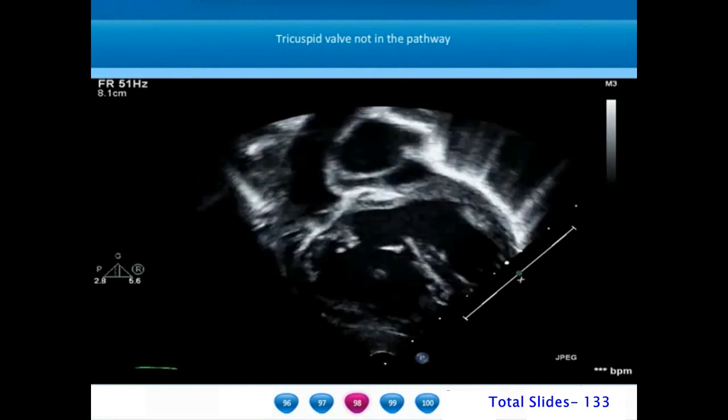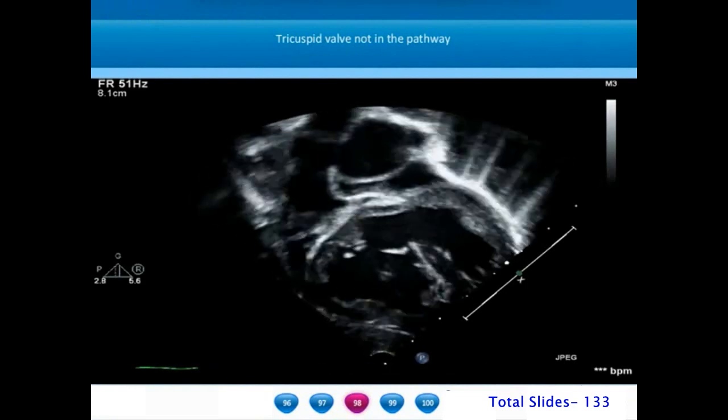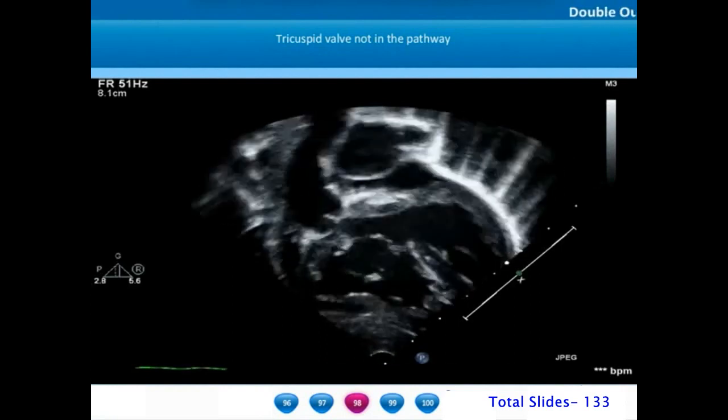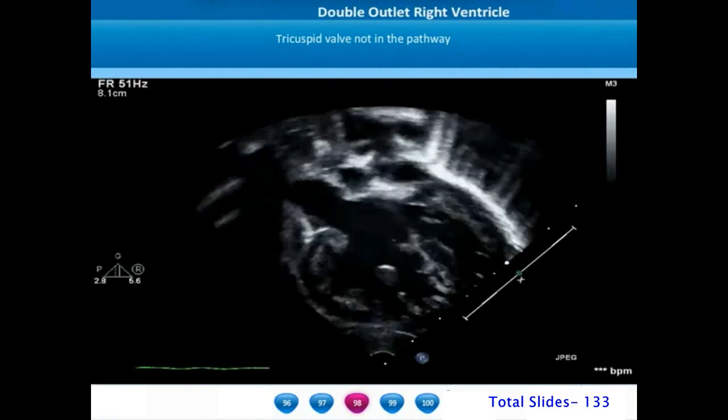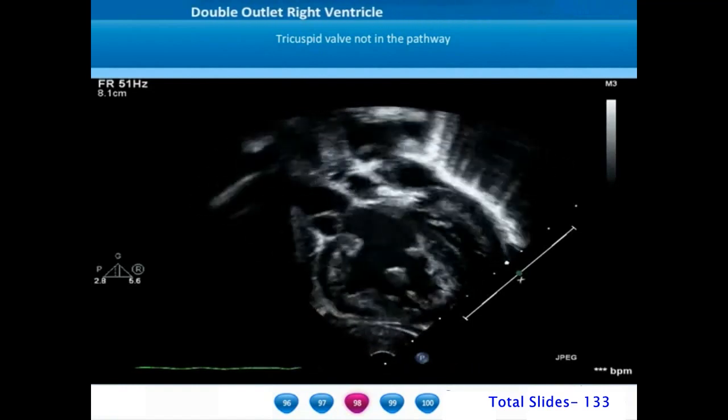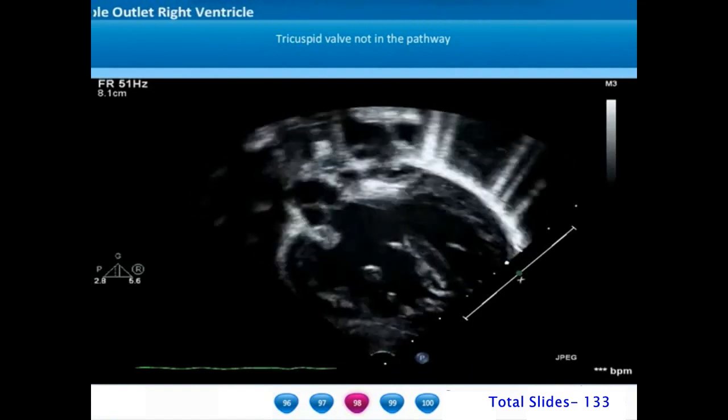A modified subxiphoid view shows that even though the aorta and the ventricular septal defect are at far remote areas, an intraventricular tunnel closure is possible.